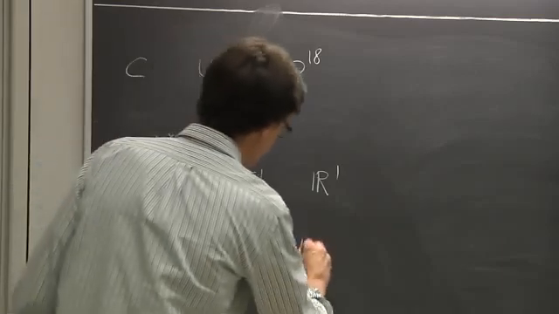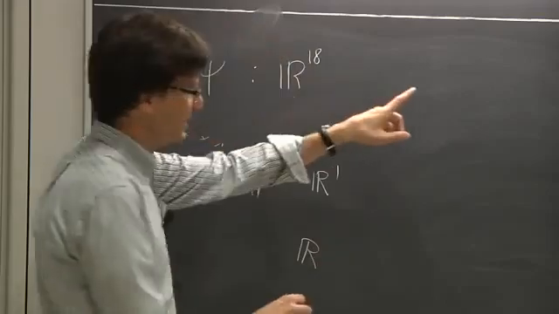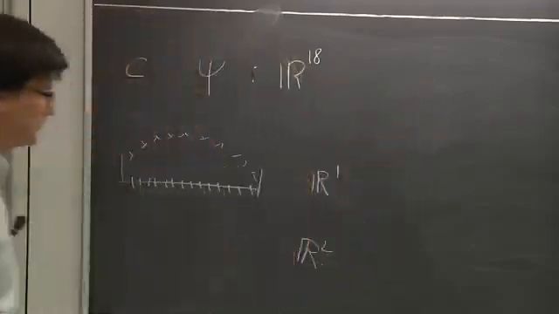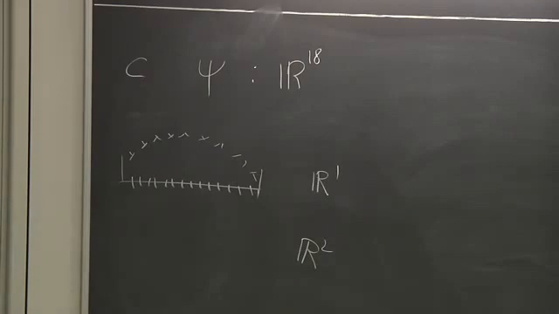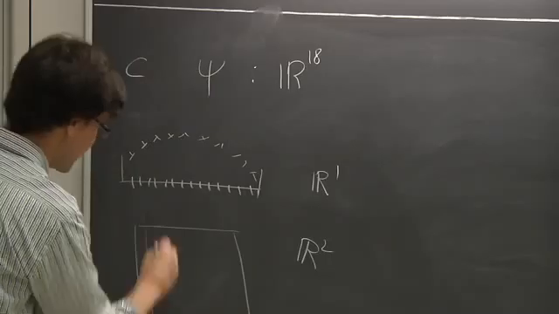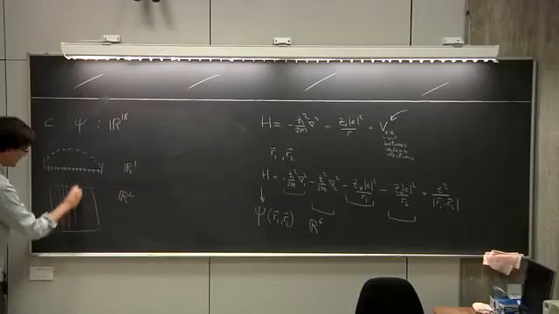Fine. Let me go to R2 now. I'm not yet at the hydrogen atom. The hydrogen atom is R3, by the way. So let me go to R2. How do I do it now? It's a function of 2 variables in space. Well, then I just extend to a 2-dimensional space. I discretize my space. I construct a grid.